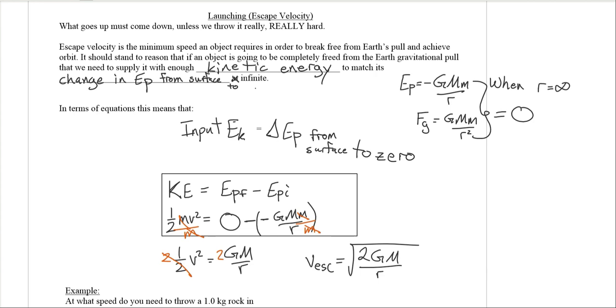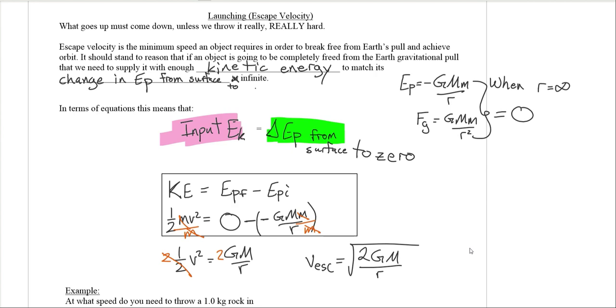I didn't include the escape velocity on your formula sheet because the point isn't to have a formula for escape velocity. The point is to make this connection about energy. If I can input an amount of kinetic energy which will equal the work done that would take me from surface to infinitely far away, that should be enough energy to get something thrown out of the gravitational field, or out of the gravitational influence of any particular object.